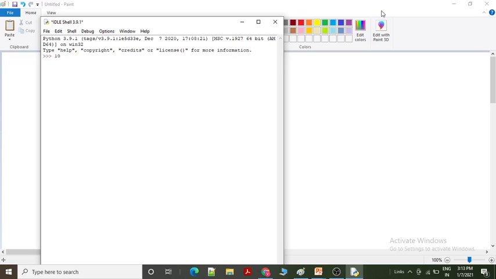So let's check the right shift operator in Python: 10 right shift 2. So what will be the output? The output will be 2, which is 10 in the binary equivalent. So this is the work of the right shift.